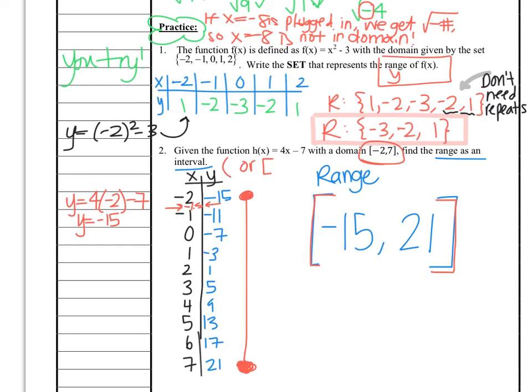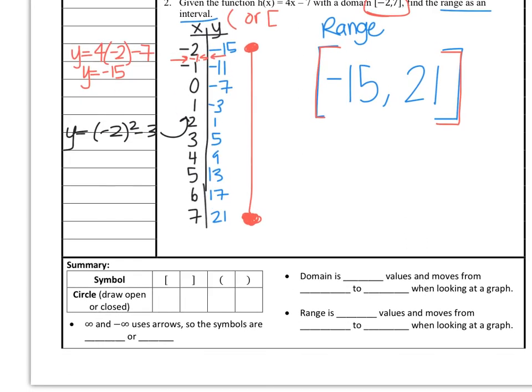It's in between them. Make sure that you answer the questions at the bottom of your packet. This is your summary section now. We are prompting you to figure out what circle you need for each of these symbols, and what you need for positive and negative infinity. Domain is blank values like x or y. We move from blank to blank, up to down, left to right, right to left. Figure it out, fill it in, and then make sure that we check it after you've done your practice problems.